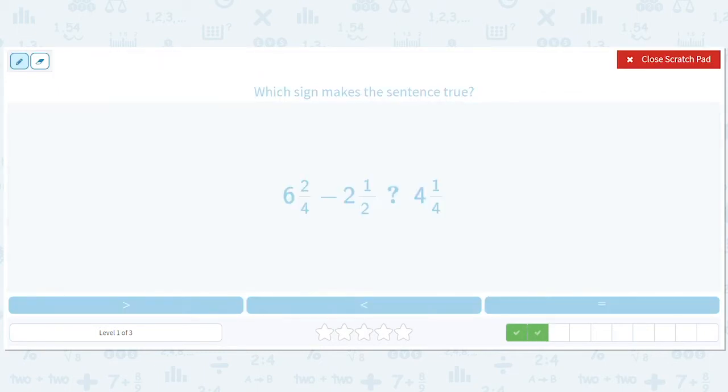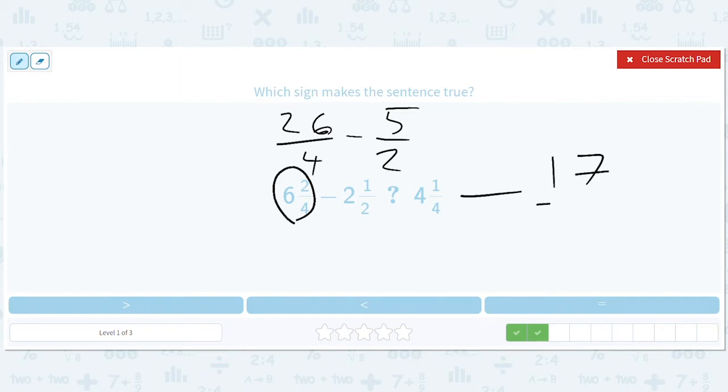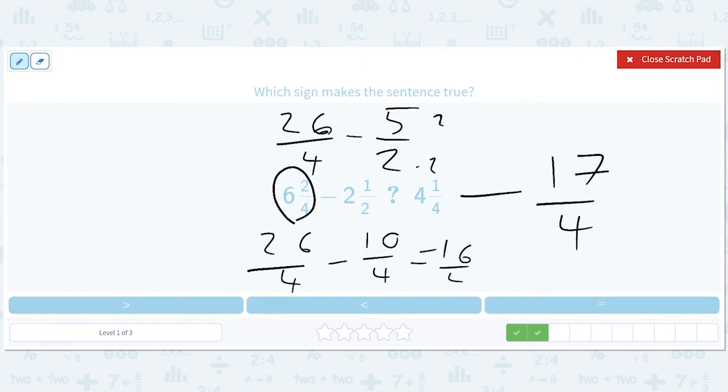Okay, how about this? So 6 times 4 is 24, plus 2 is 26 over 4. 2 times 2 is 4, plus 1 is 5, so minus 5 over 2. And this will be 4 times 4 is 16, plus 1 is 17, so that's 17 over 4. This thing will be 26/4 minus 10/4, right? This is times 2 times 2. That'll be 16/4. And so we know 16/4 is less than 17/4.